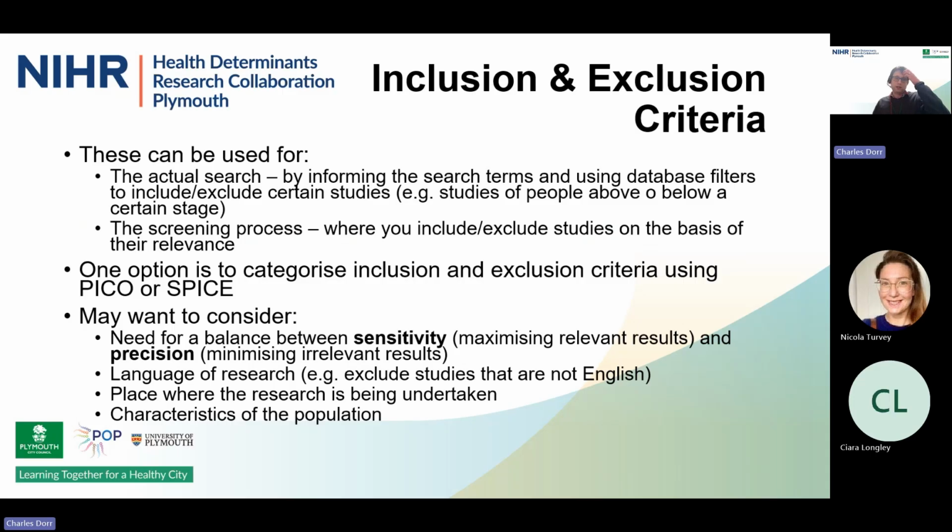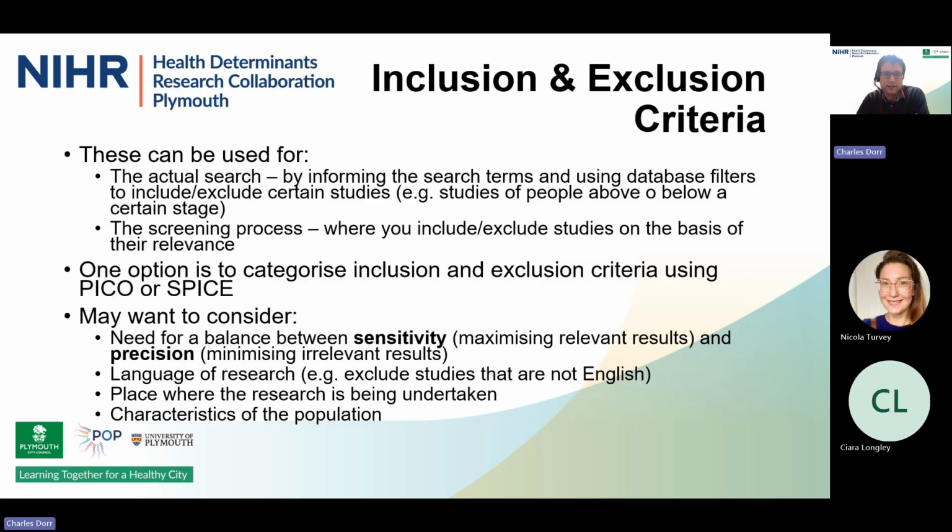And as well as that, we also need to decide on inclusion and exclusion criteria. These can be used for two purposes. Firstly, the actual search, so it can inform the search terms that you choose. It can be used either by yourself or by someone like an information specialist when the search is undertaken, because the different databases where the research studies can be found will have their own filtering options.